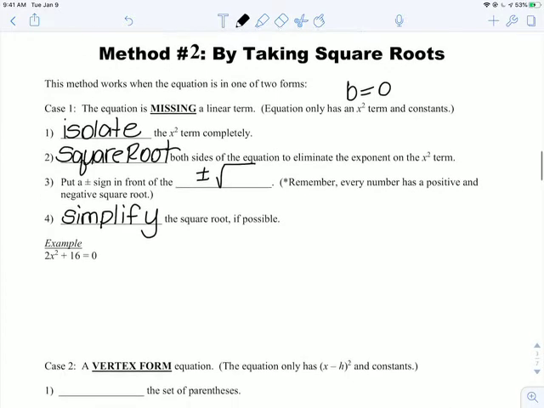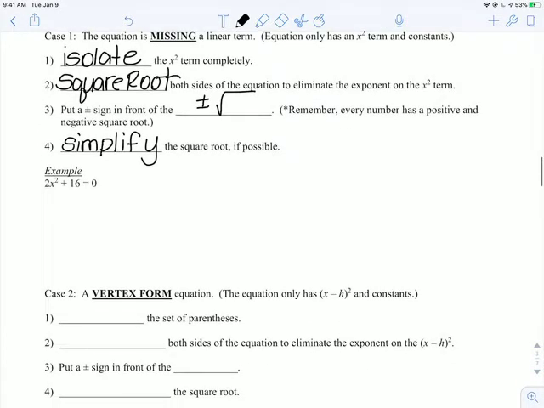So let's take a look at the first example. We've got 2x squared plus 16 is equal to 0. So the first thing I want to do is try to isolate that quadratic term, the x squared term. So I need to subtract 16 from both sides. I get 2x squared is equal to -16. Now I want to further isolate that x squared by dividing out the 2. And I get x squared is equal to -8.